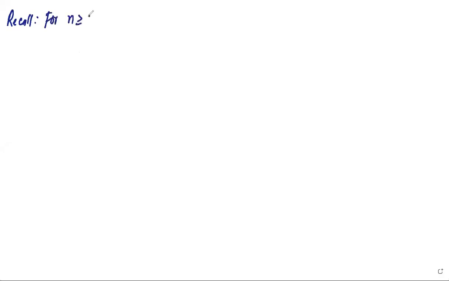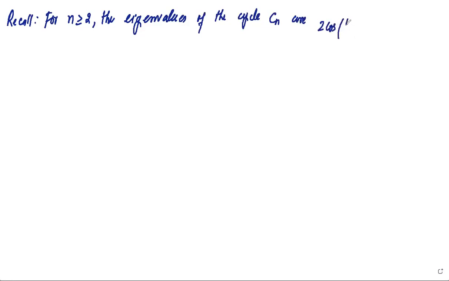For n greater than or equal to 3, the eigenvalues of the cycle Cn are given by twice cos of pi k by n, where k is equal to 1, 2, up to n.